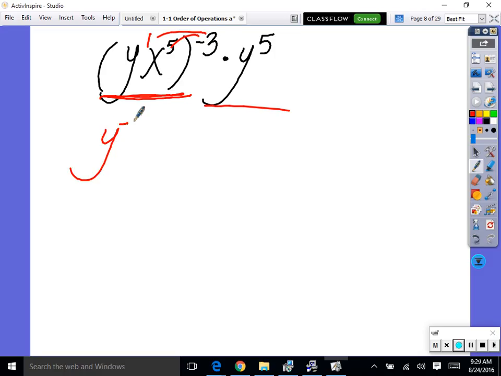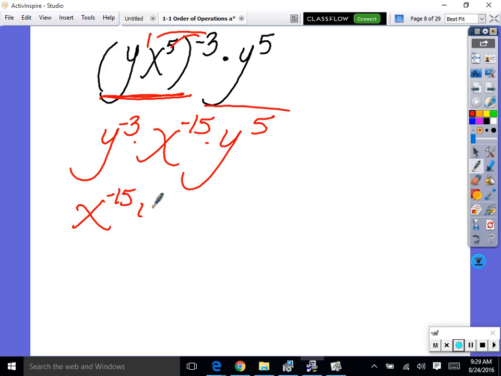So we have y to the negative 3 times x to the negative 15, right? Everybody? We're all good? And we have times y to the 5th. Now, can't we reorder this? Yeah, isn't it multiplication? We can reorder it. So let's put like bases by each other. We have x to the negative 15, y to the negative 3. I'm going to put that first. No other x's, y to the negative 3, and we have y to the 5th.